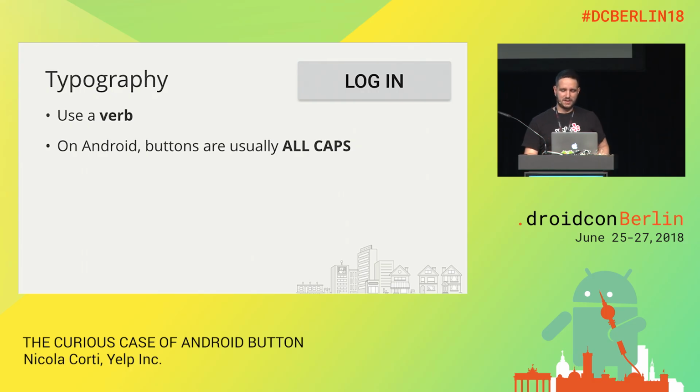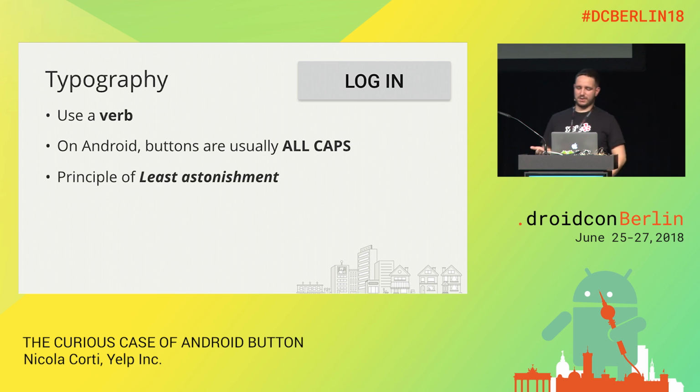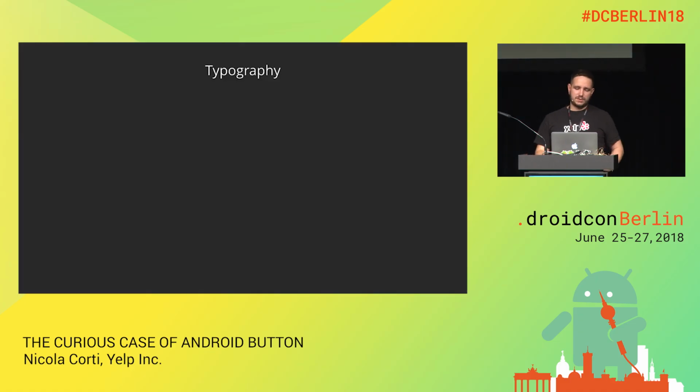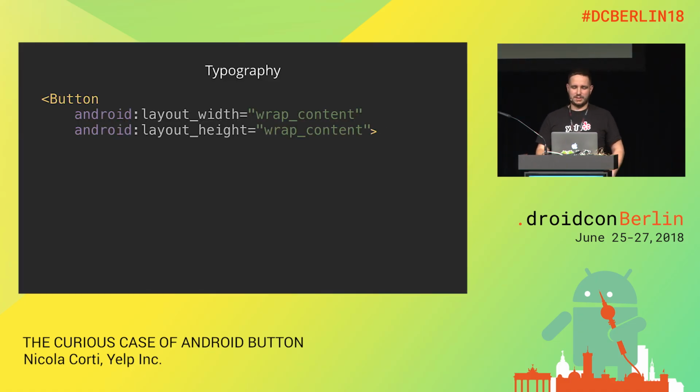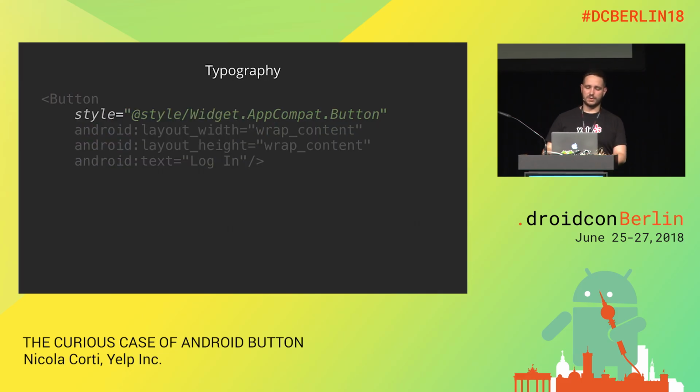So go for that. And again, the principle of least astonishment: the user should guess what's going on if they click on a button. They should not try to understand. If it's login, you press there, you should perform a login. That sounds obvious, but might not be. So in the code, that's pretty trivial. You just set the text with the text attribute. As I mentioned before, this style is the default style applied to your button. So even if you don't put it there, that will be applied.